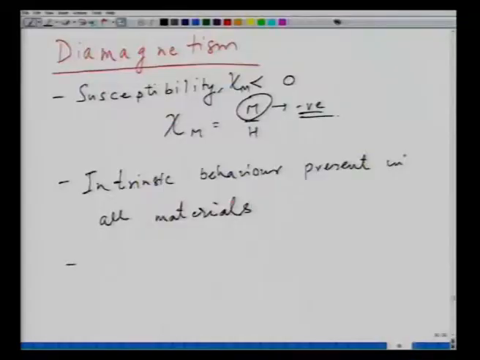Now, basically, diamagnetic materials are the materials which, in the absence of any field, don't have any magnetism. So, purely diamagnetic materials. You draw an atomistic picture. So, this is the atomistic picture.